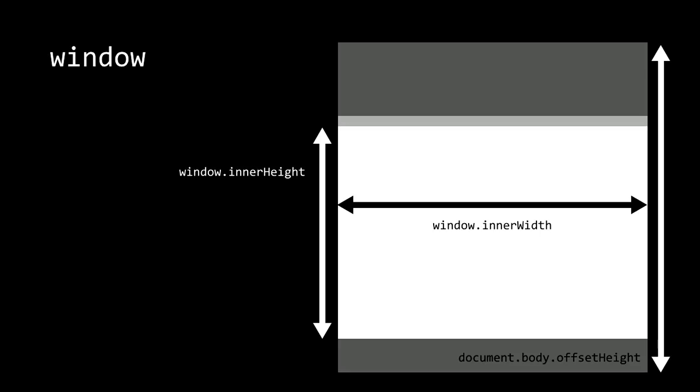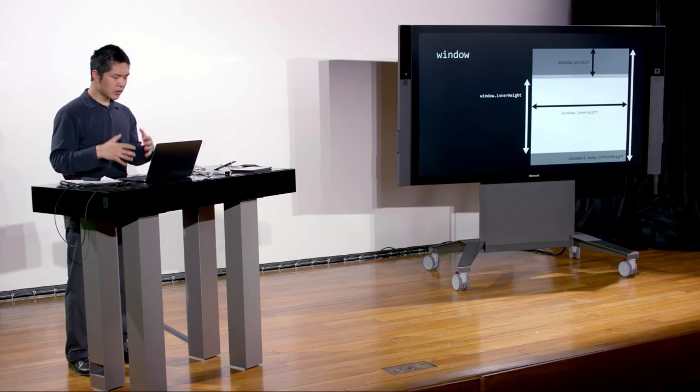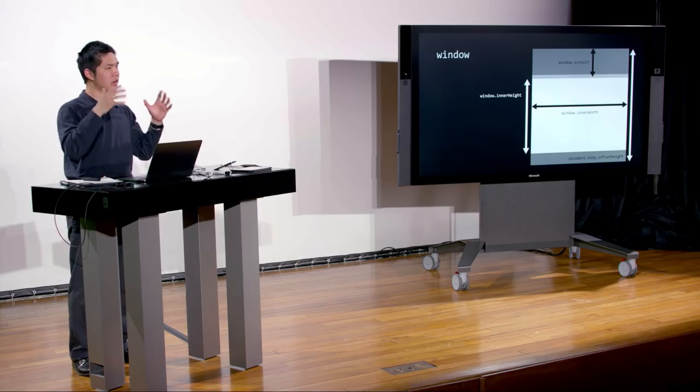And likewise, I can also access variables like window.scrollY to say, how far down along the page am I currently scrolled? If I've scrolled down 50 pixels, window.scrollY will be 50, for instance. And so you can use all of this information to look at the current pixel values of things about your window.